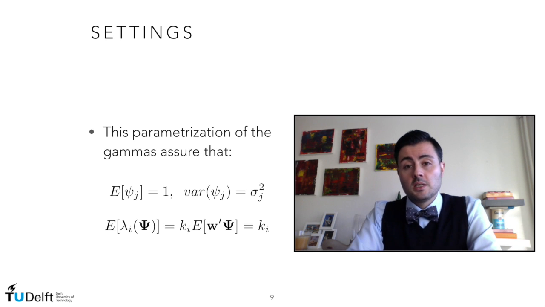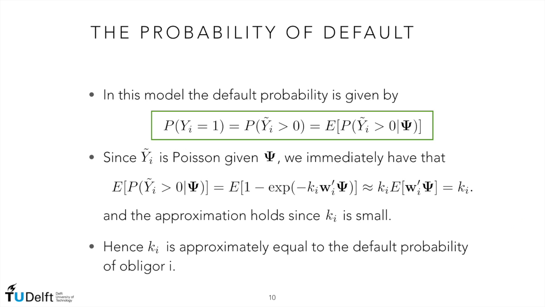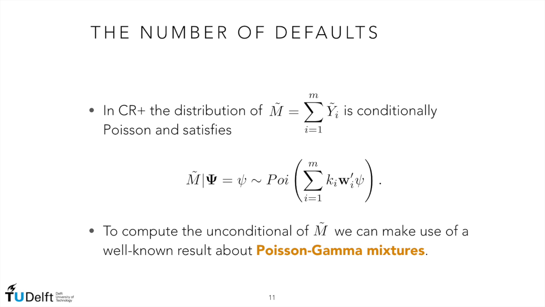What is interesting is that the quantity k_i can essentially be computed on the basis of historical data. The default probability of counterparty i corresponds to the probability of observing at least one default for i. This quantity can be easily and satisfactorily approximated if we assume the values k_i to be small enough. Now, since we know that the Poisson distribution is closed under convolution, the conditional distribution of m̃ is still a Poisson, whose intensity is the sum of the intensities of the counterparties.